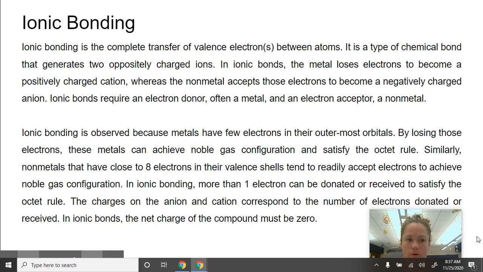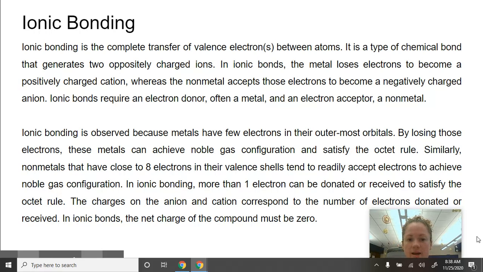You don't have to write everything word for word. Ionic bonding is observed between metals and nonmetals because metals have fewer electrons in the outermost orbitals. By losing their electrons, these metals can achieve noble gas configuration, the Octet Rule. Similarly, nonmetals have close to 8 electrons in their valence shells, so they want to accept a few electrons to achieve their noble gas configuration. In ionic bonding, more than one electron can be donated or received to satisfy the Octet Rule.